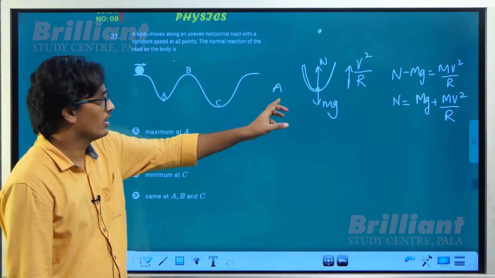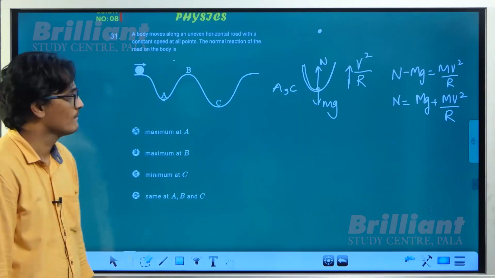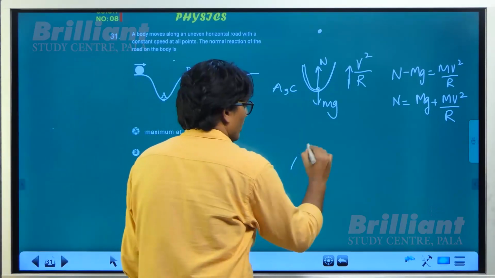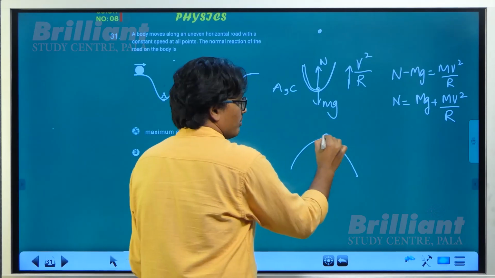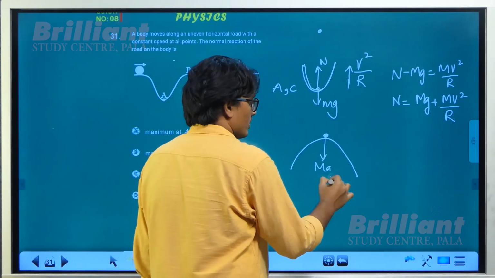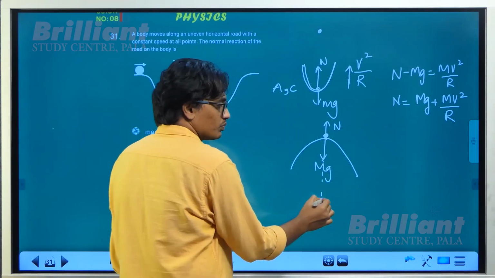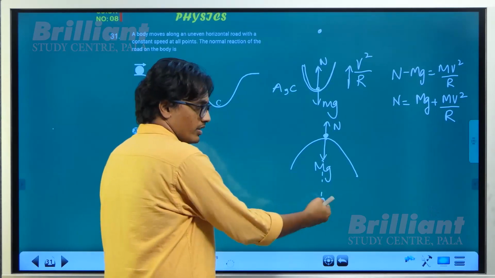This is at A or C. Now at B. At B, the car is here on the top. FBD is, this is mg, N will be upwards. The curve is this way, so the center is somewhere here.